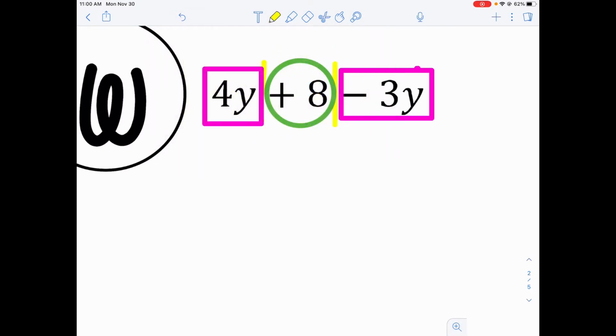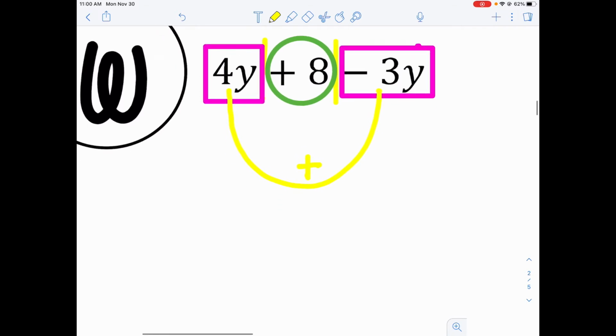So 4y and a negative 3y are like terms, so we're going to link them and add them. 4y plus a negative 3y, you add the numbers in the front, keep the variable. So 4 plus a negative 3 is 1, so I would write 1y. And then you'll see that there is nothing to combine with the plus 8, so all you simply do is just drop it straight down, so plus 8.